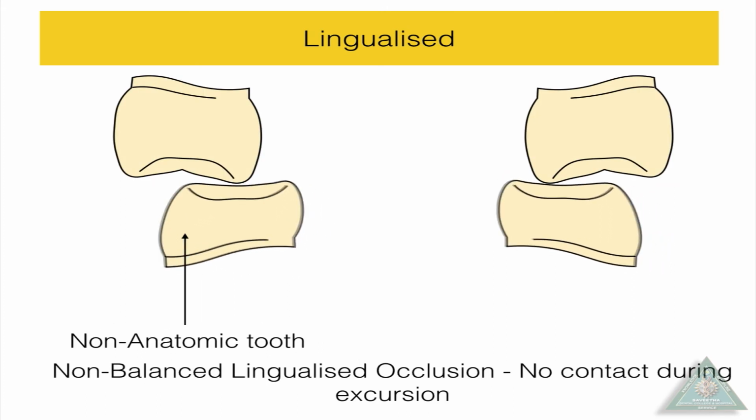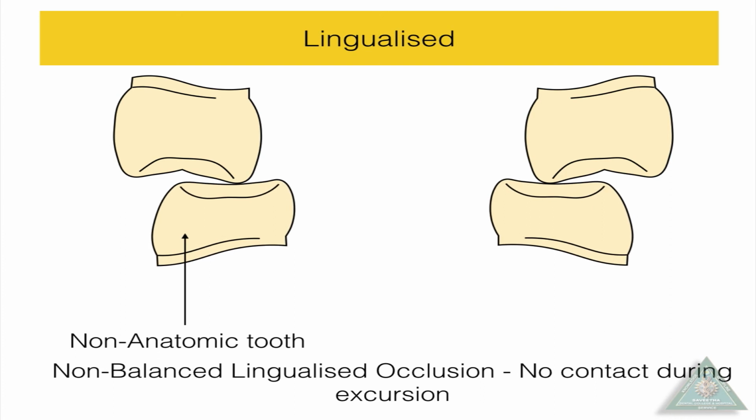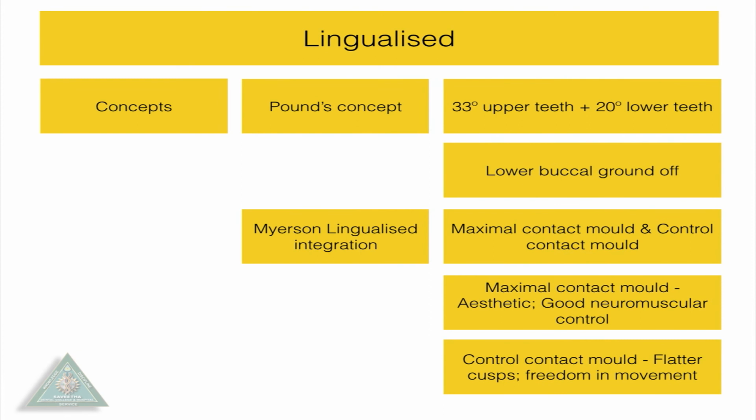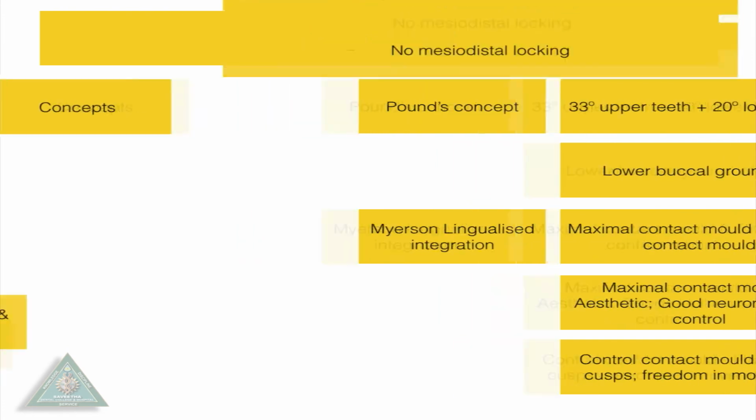This is lingualized occlusion in a non-balanced scheme. You can see how there is no contact in eccentric relations. The various concepts for lingualized occlusion are Pound's and Meyersen's lingualized integration. Pound ground the buccal cusp of lower molars, so that only the maxillary palatal cusp touches the lower central fossa. Meyersen's lingualized integration has two molds, the maximal contact mold and the control contact mold. The maximal contact mold has higher cuspal angles, whereas the control contact mold has 0-degree cuspal angles.